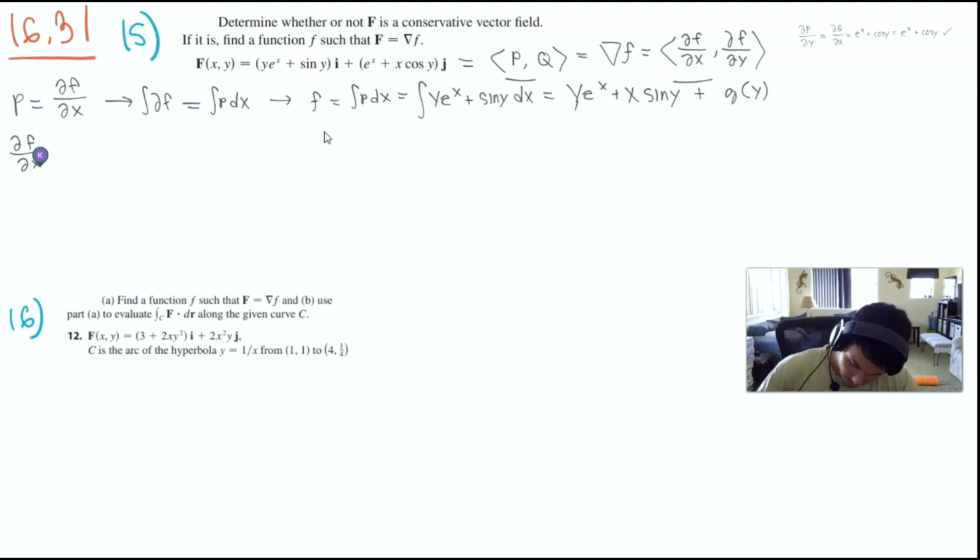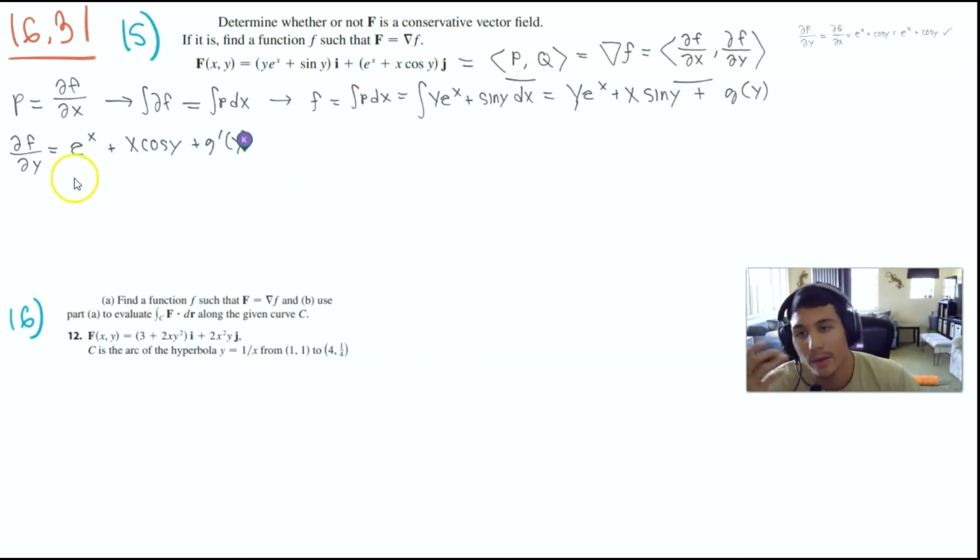With respect to y. Why would we differentiate with respect to y? Because we want to find g of y, and I'll see why in a second. So if we differentiate this whole thing with respect to y, e to the x plus x cosine y plus g prime of y.